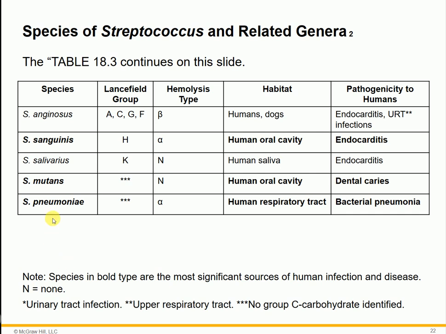Streptococcus pneumoniae, well, from the name, it's telling you that it can lead to bacterial pneumonia if it lodges itself into the lungs.